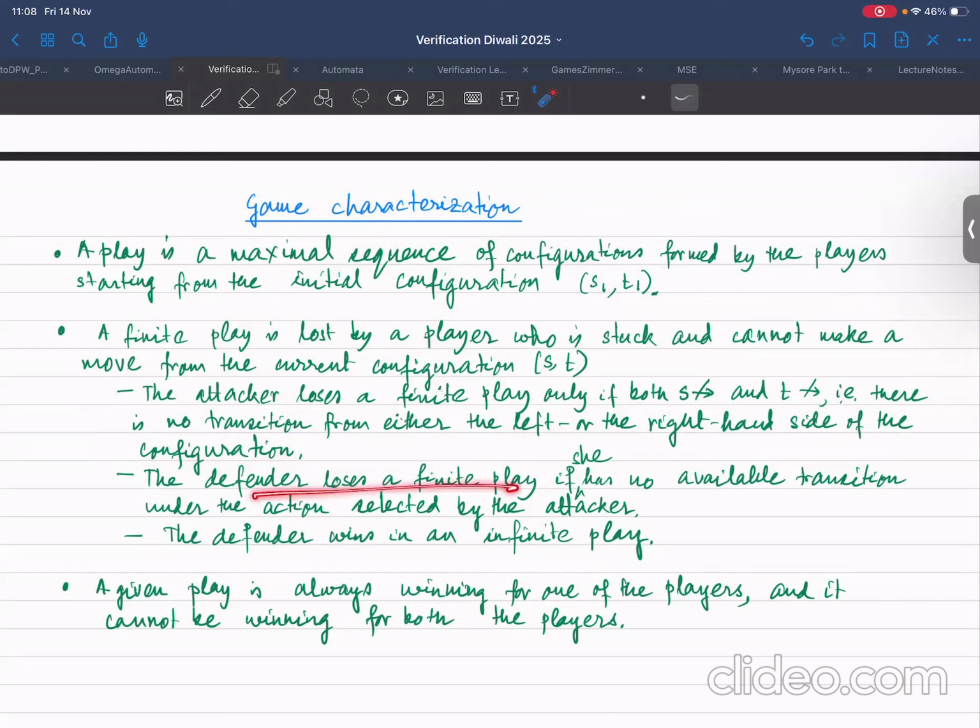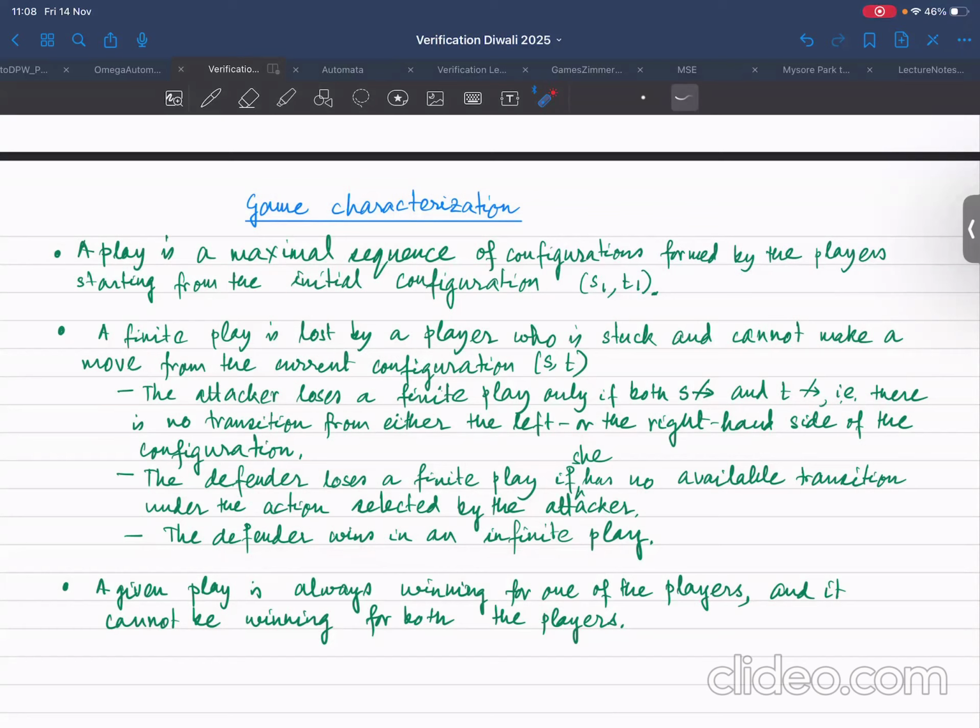But the defender will lose a finite play if she has no available matching transition, right? So as to mimic the attacker. And for every infinite play, the defender would win, right? Because that essentially means that the defender is correctly able to mimic or match the attacker's action.